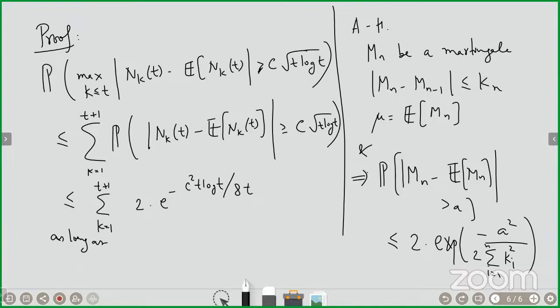e raised to minus log t is e raised to log t, and it is t. That's correct. Minus t, right? Or 1 by t. So you get 1 by t, but 1 by t raised to c squared by 8.